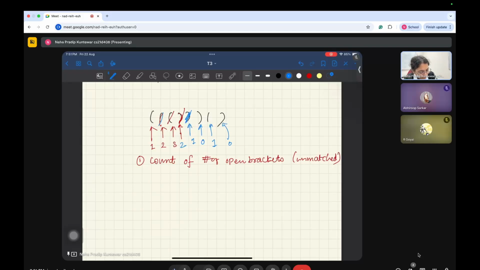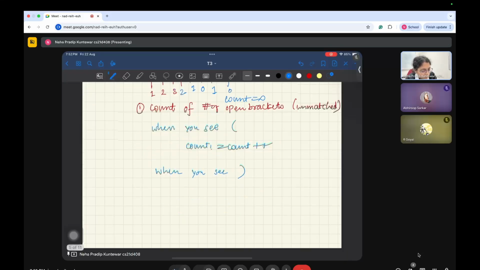So basically whenever you see an open bracket, we are going to increment, let's say count equals count plus plus, and initially set the count to 0. And when you see a closed bracket, then we're going to decrement the count.